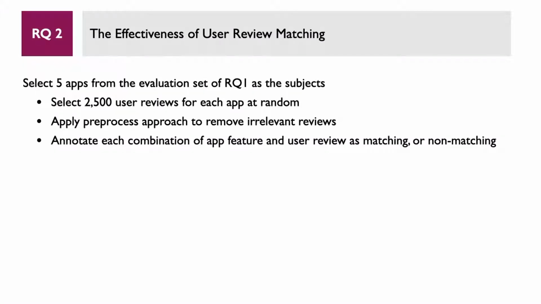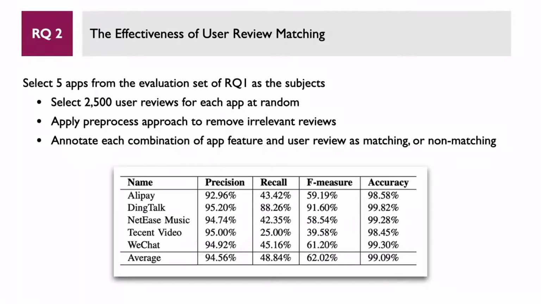Next, regarding the effectiveness of user review matching, we used 5 apps as subjects and selected 2,500 user reviews for each app to train and evaluate the BERT classifier. According to the results, we can see that KEFE is highly precise in matching app features with their relevant user reviews, and an average F measure of 62% is achieved.